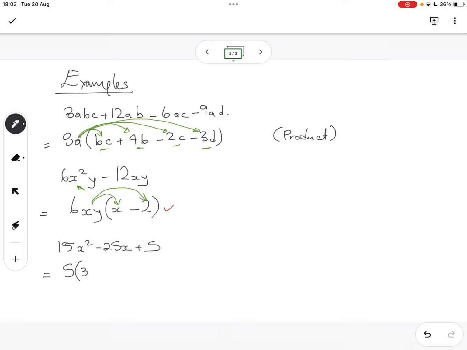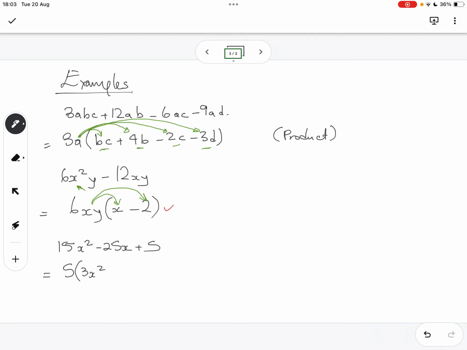3x. Okay, but now what about that exponent? You see, so it's 3x squared, because if we multiply the 5 by the 3x squared, we go back to the 15x squared.